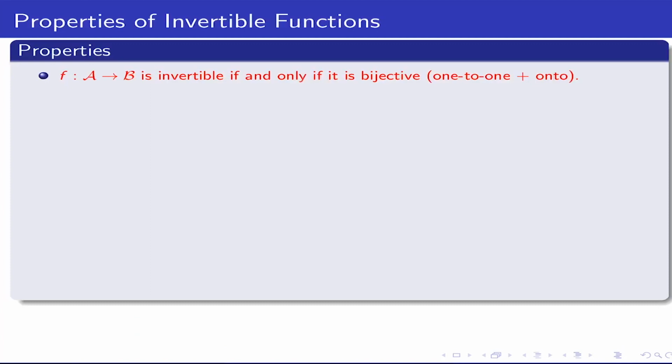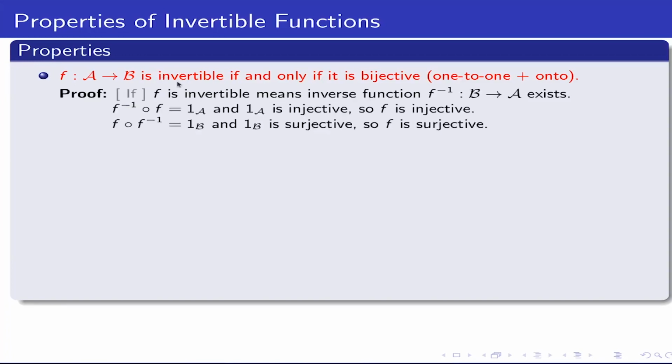So with that definition and background, let us try to prove certain properties of invertible functions. We will show that f is invertible if and only if f is bijective, that is, one to one and onto. So let us try to see the if part, that is, if f is invertible. By definition, if f is invertible, then there is a unique inverse which can compose from the left side as well as the right side to produce an identity. We shall use that to prove that f is bijective.